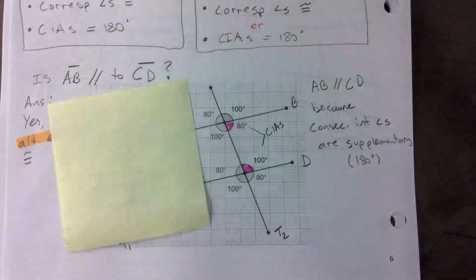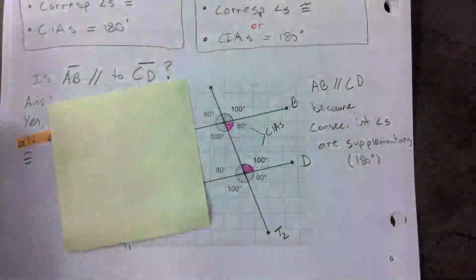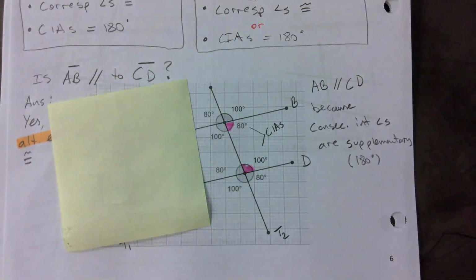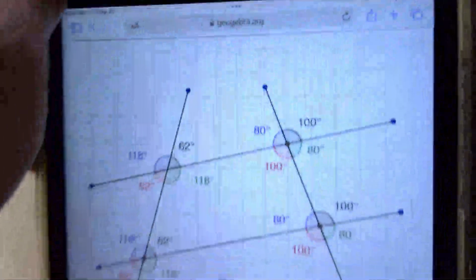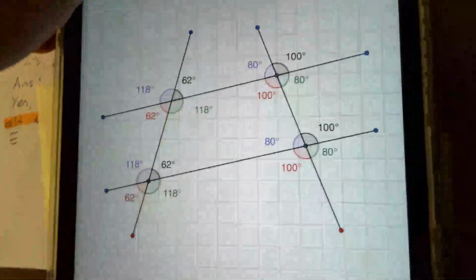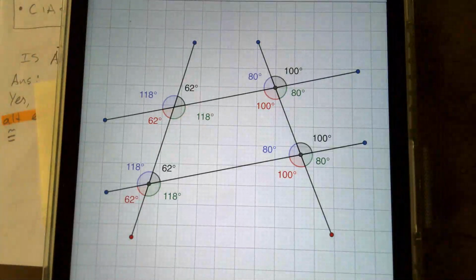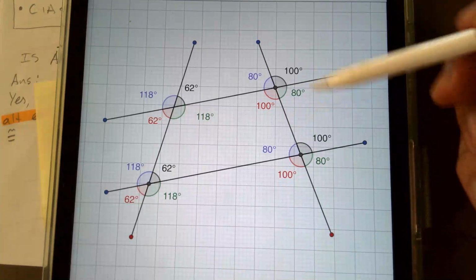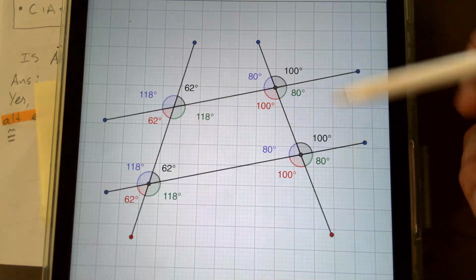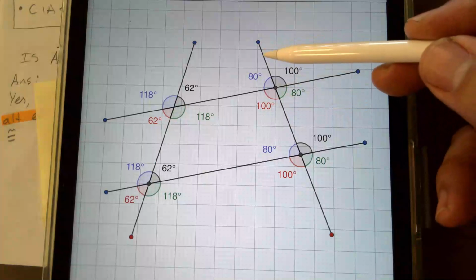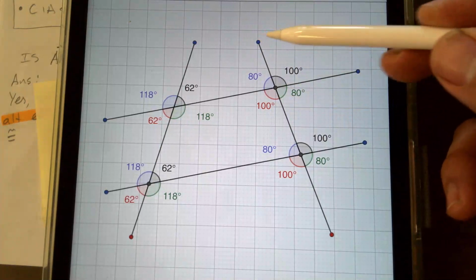But that is the key. And here's where I'm going to use my iPad real quick to show you this exact diagram, but maybe bring it to life a little bit. You ready? Sorry, I'm blocking you for a bit. Okay, this is the exact same diagram. Once these two lines are parallel, it doesn't matter what I do to the transversal.